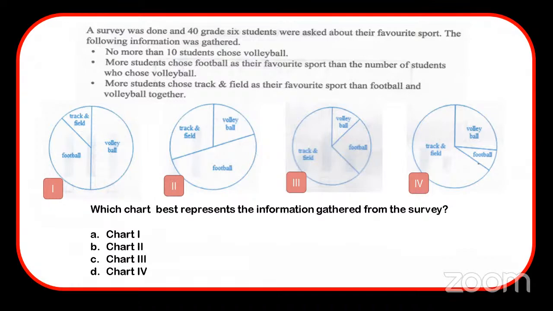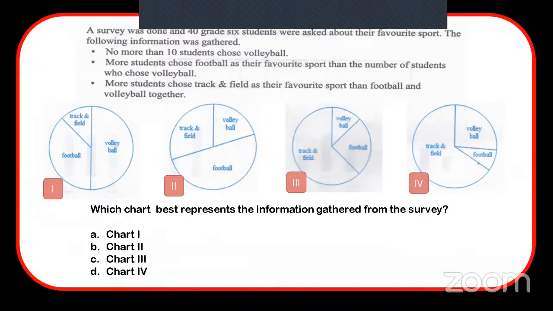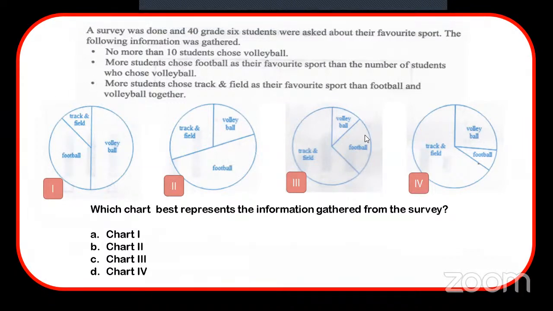All right. So we have chart 1. So remember now we're thinking there are 40 grade 6 students. They're talking about their favorite sport. So obviously there are 3 favorite sports that they had selected here. No more than 10 students chose volleyball. So let's look at it. No more than 10 students chose volleyball. So that's the first point we have to start with to eliminate which of these charts will not work.